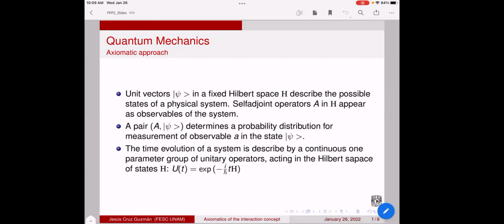Then there are many different approaches to quantum mechanics, but I agree that with time running, there have been new ideas about quantum mechanics today. And I think that here in this axiomatic approach, we can find some of the principal elements of quantum mechanics.